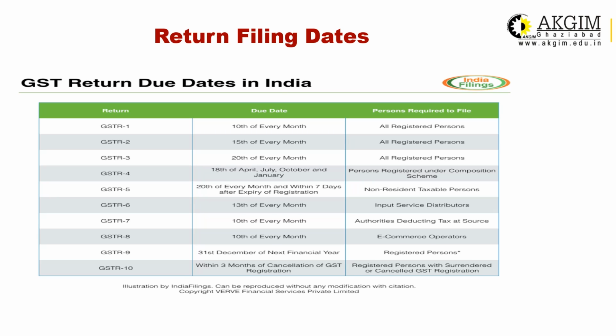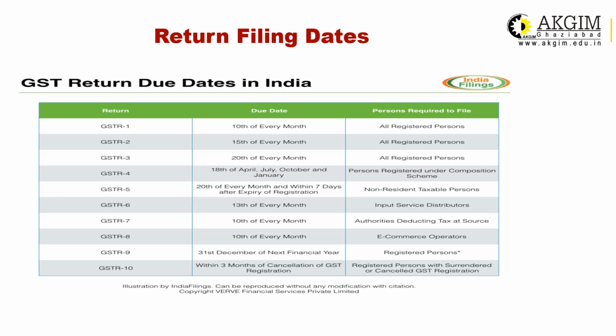GSTR 6 is required to be filed by an input service distributor and the due date is the 13th of every month. GSTR 7 is required by authorities deducting TDS. If any businessman is deducting TDS, then GSTR 7 is required and the due date is the 10th of every month. Similarly, e-commerce operators, either inventory model or aggregator, are required to file GSTR 8 and the due date is the 10th of every month.